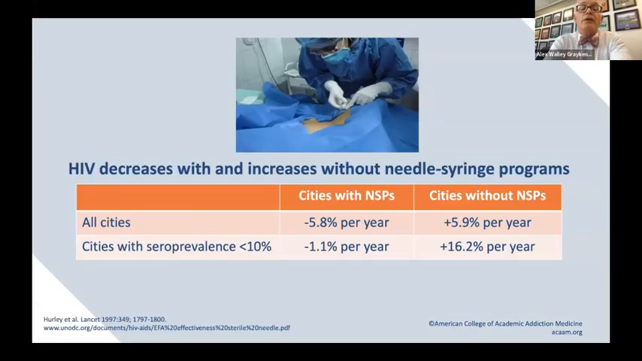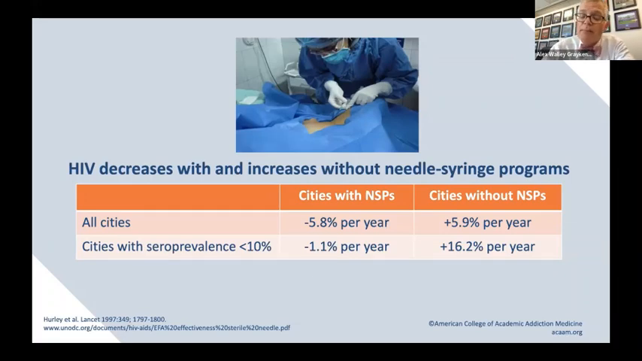So a little bit more about the data behind syringe service programs. So here's a meta-analysis from the 1990s. This has been around for a long time, which showed of studies across multiple cities in the world that cities with needle syringe programs had a reduction in their HIV transmission rate of almost 6% per year, whereas cities without needle syringe programs have a growth in their HIV transmission rates of 6% per year. In cities with low seroprevalence, they may not have as quick a reduction because they have low rates to begin with. But if they don't have syringe service programs, they have a higher rate of increase.